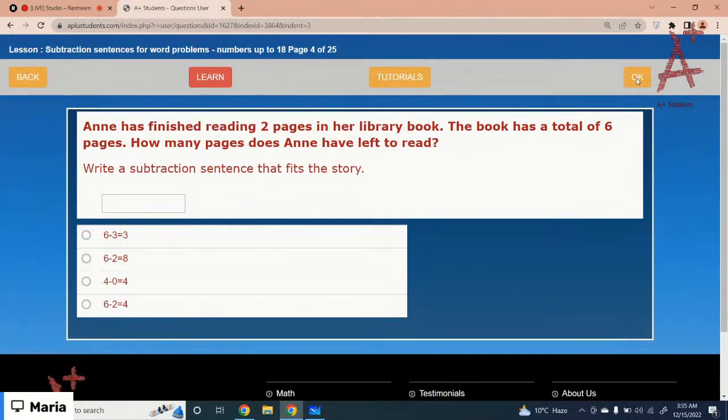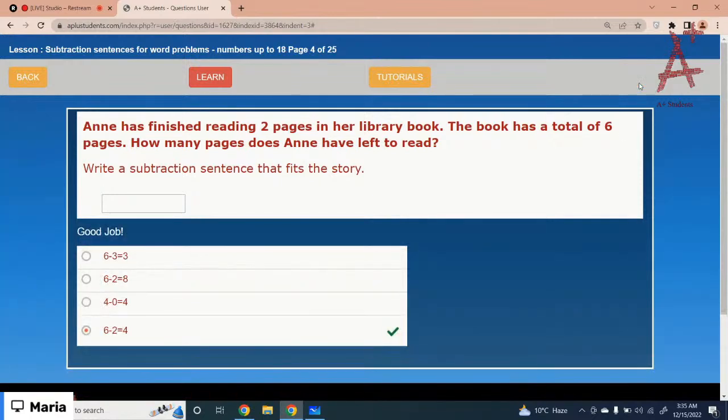Okay, Anne has finished reading 2 pages in her library book. The book has a total of 6 pages. How many pages does Anne have left to read? So which is the correct option? The numbers involved are 2 and 6. You always write the greater number first, so it would be 6 take away 2. Got it? And 6 take away 2 equals 4. Got it? So that means the last option is the correct one. Just select the correct option, then click on the OK button.